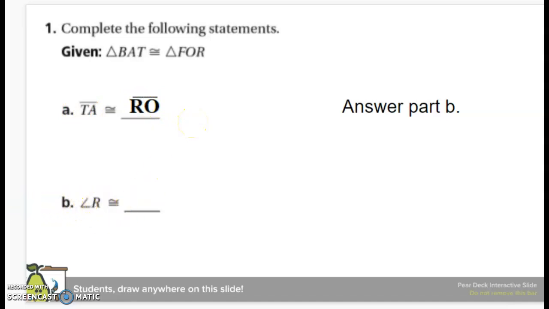If I look at the next part, it says, what's the angle R congruent to? Angle R is the third angle. Angle T is the third angle, so angle R is congruent to angle T.